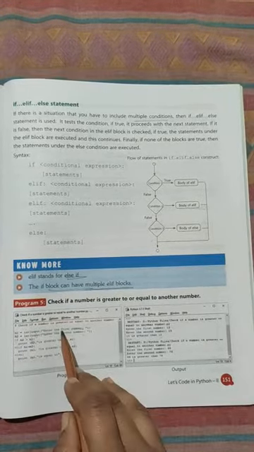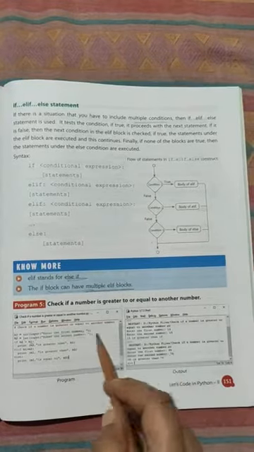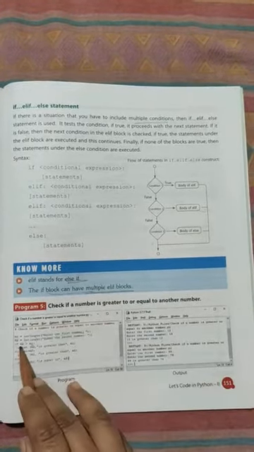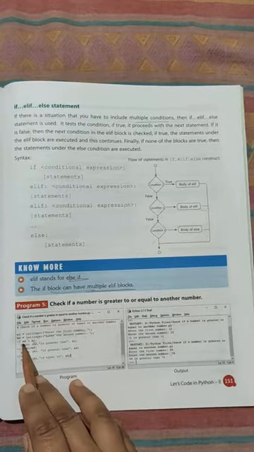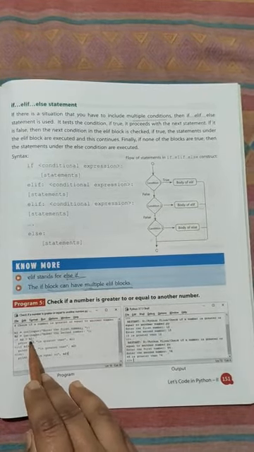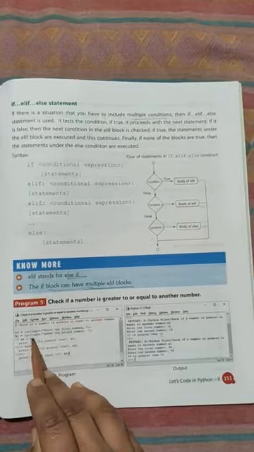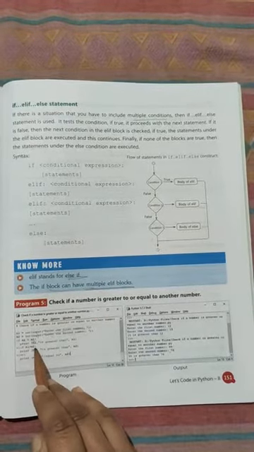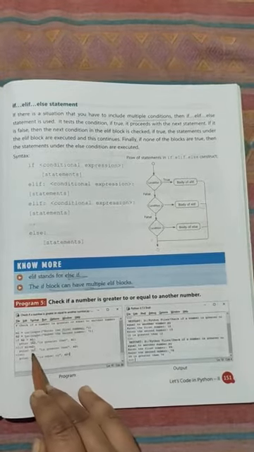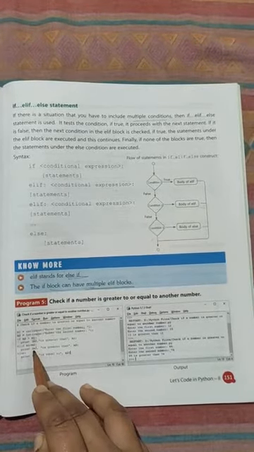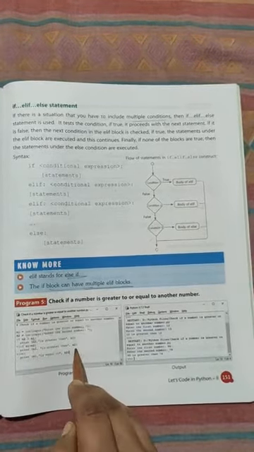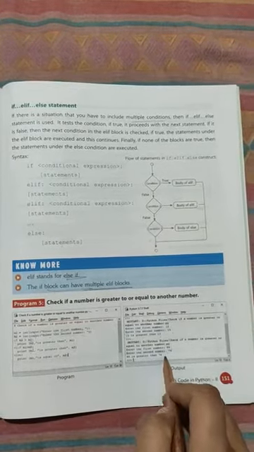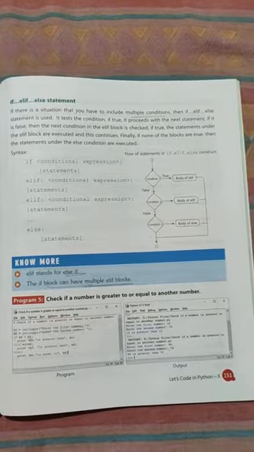The user gives input 99 and the second number 76. So this is n1 and this is n2. Is 76 greater than 99? It is false. Then the elif part is executed. Is 99 greater than n2? Yes, it is true. So n1, which is 99, is greater than n2, which is 76. So 99 is greater than 76. It will be the output.